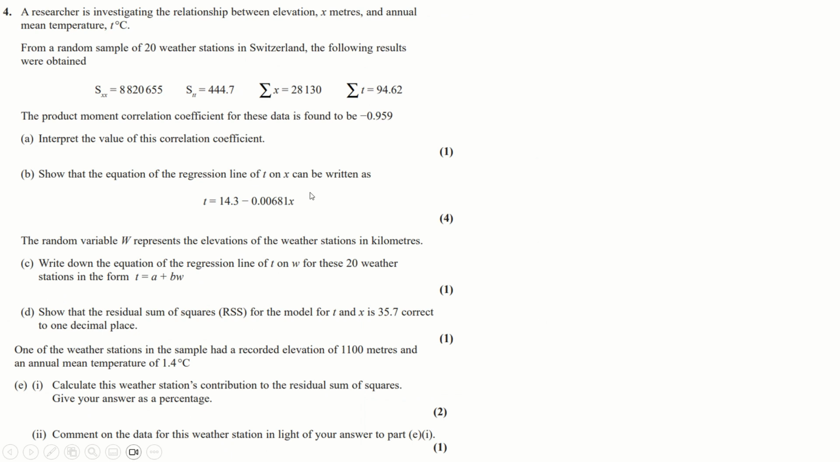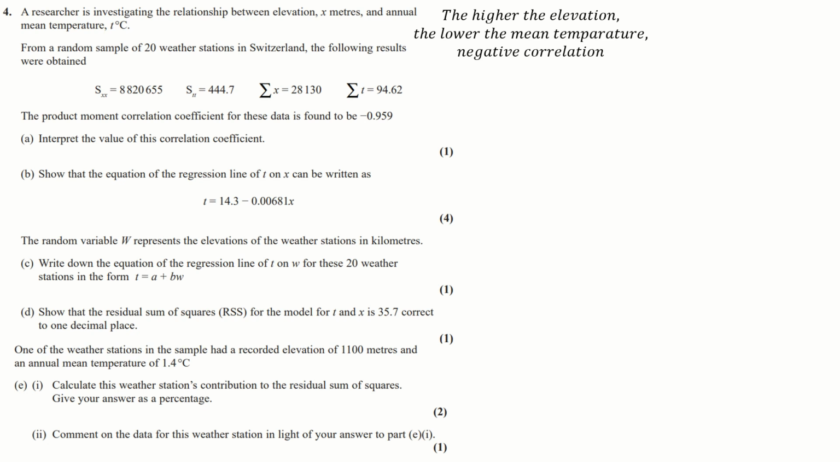Good. Number 4 then, got some statistics here about mean temperature and elevation. So that's cool. So we have all of this. Good. The product moment coefficient is this. Interpret this value. Well, this is negative correlation, so that means an increase in elevation means a decrease in temperature, or something to that effect. Right, context. Better be safe than sorry. If you just wrote negative correlation, that's no marks. Put in some context here.